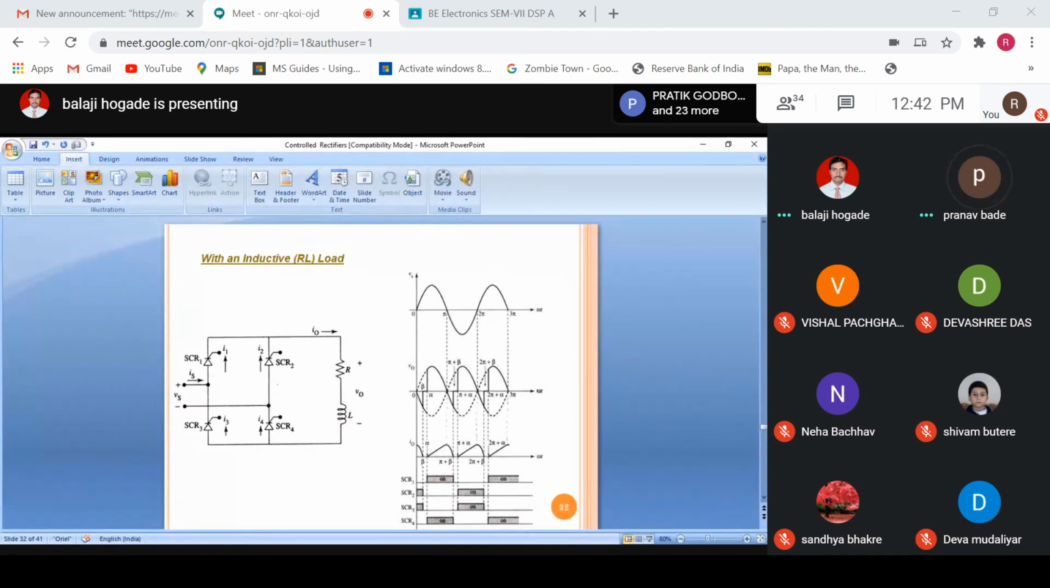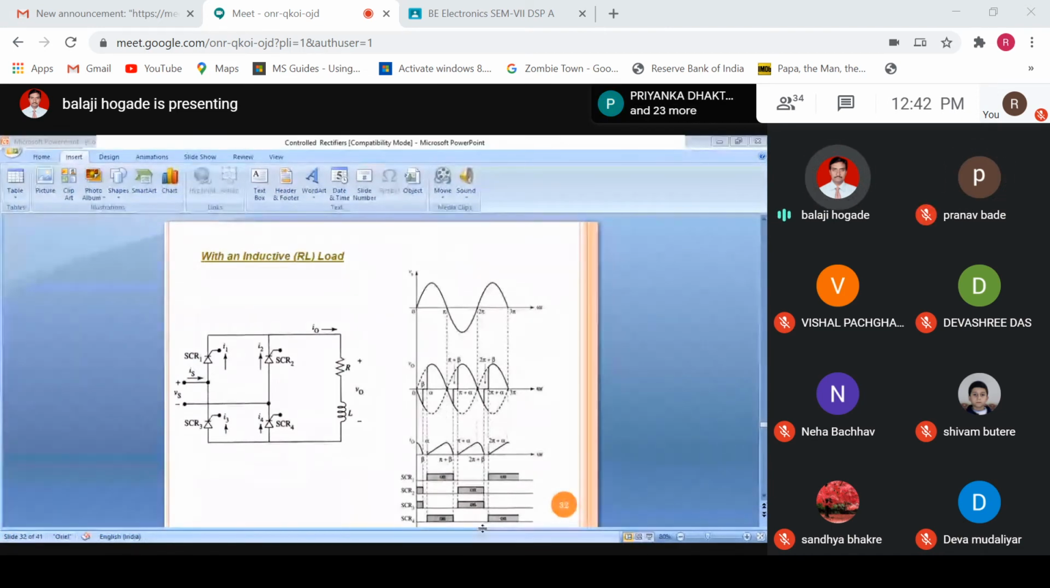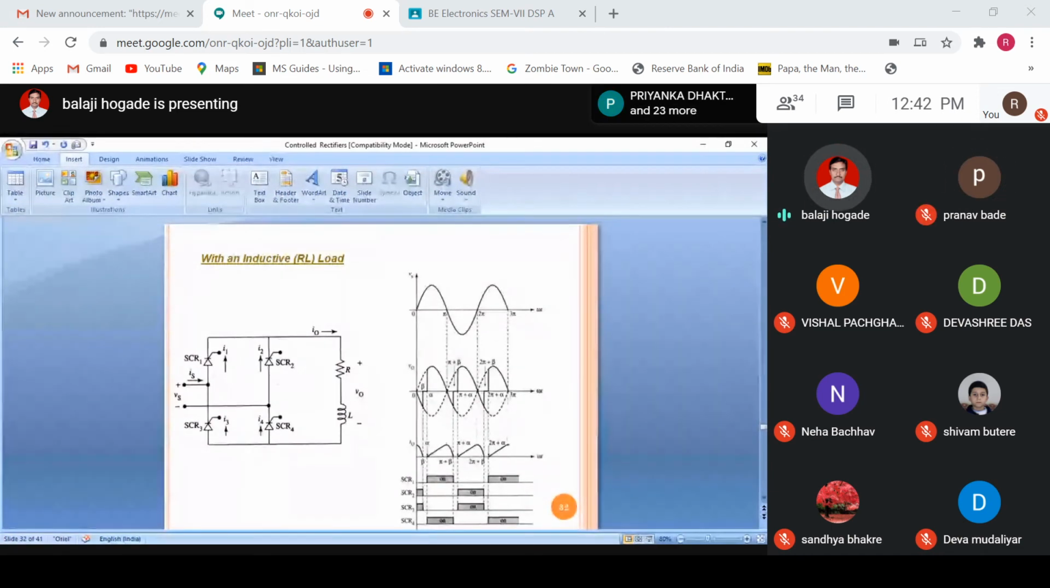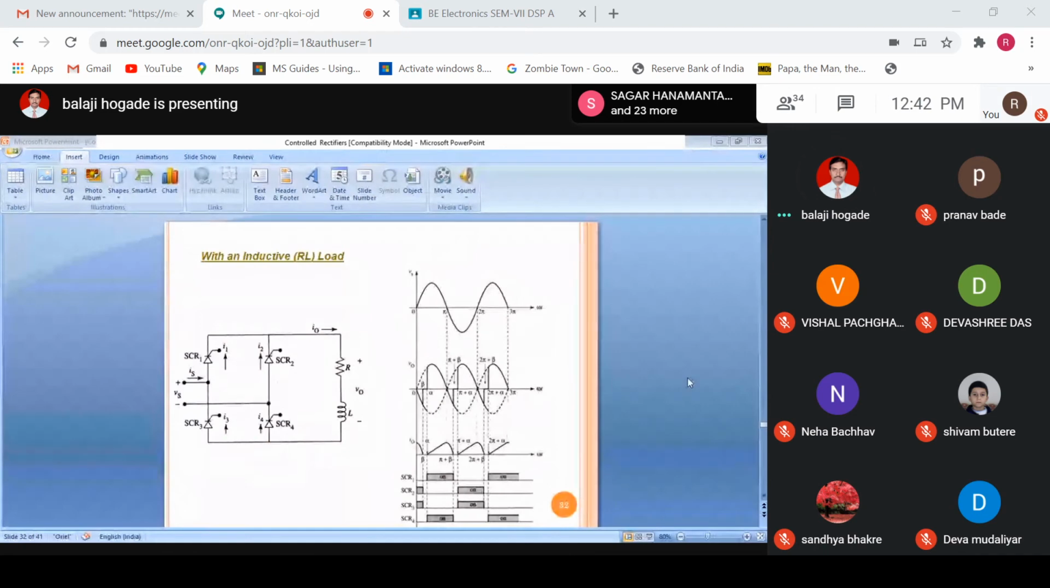हाँ सर. हाँ. The next circuit is single phase full wave fully controlled bridge configuration with RL load. Note it down. Single phase full wave fully controlled bridge configuration with RL load. This is the title of this circuit.